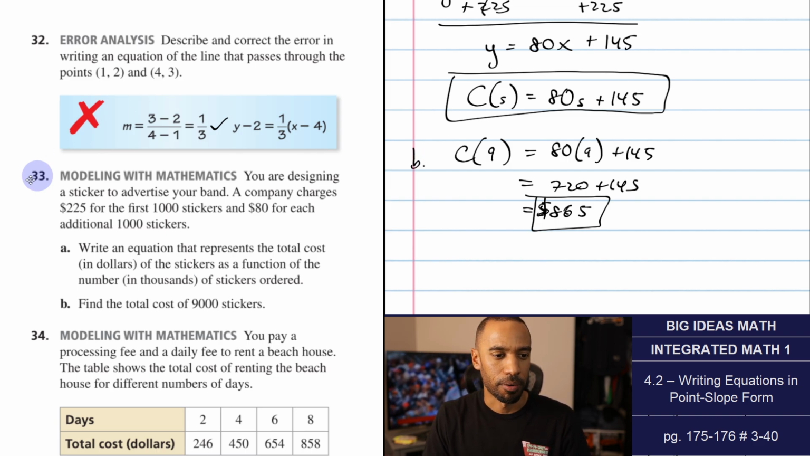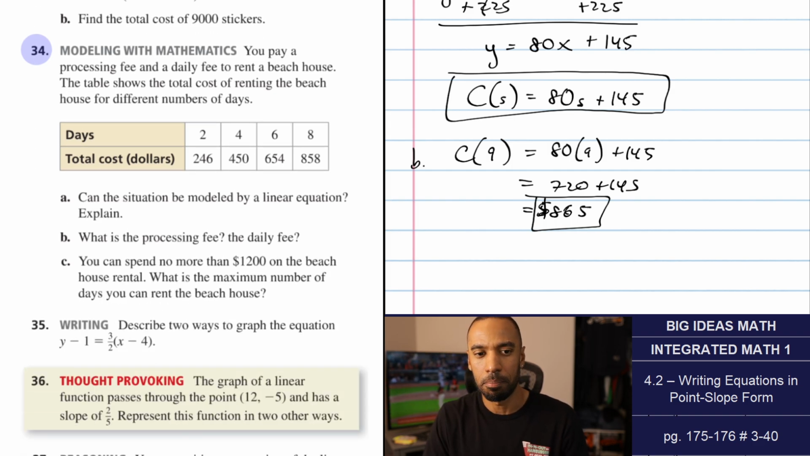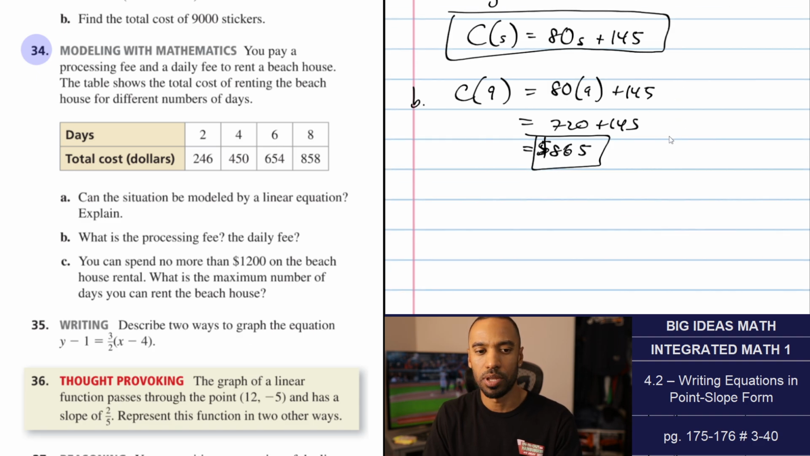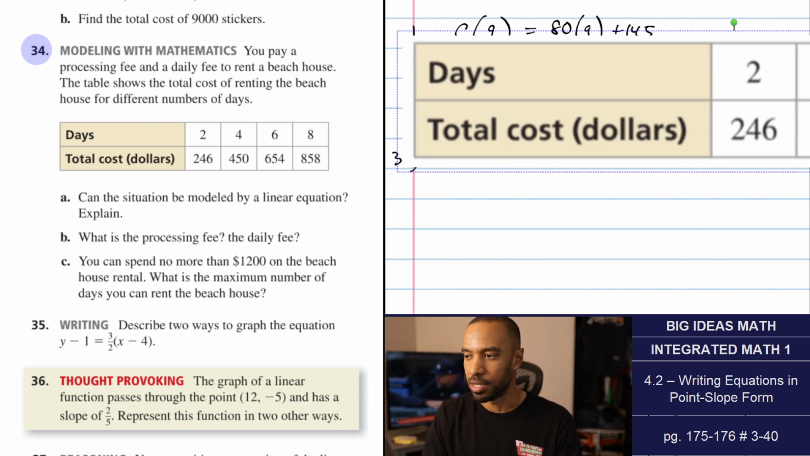All right, number 34. You pay a processing fee and a daily fee to rent a beach house. The table shows, let's copy paste that, the total cost of renting the beach house for different numbers of days: 2 days, 4 days, 6 days, 8 days. We're going to assume it's going to be linear. Actually, they're asking if it's linear, but if it wasn't, then the problem would kind of be done. So is it linear? Explain.